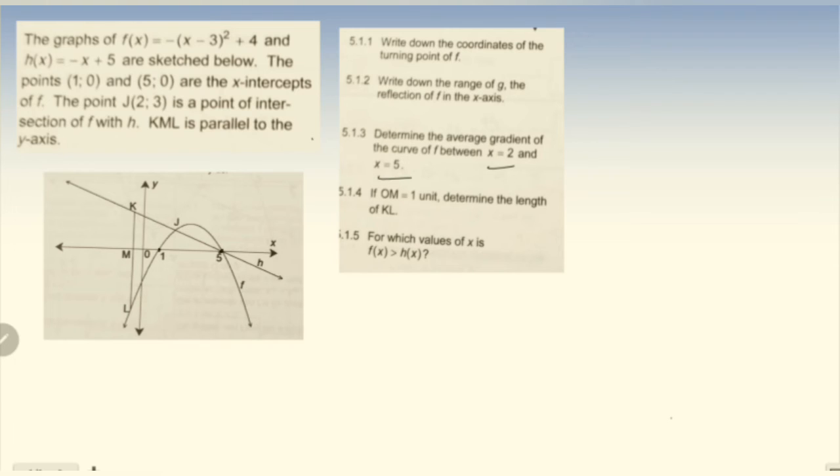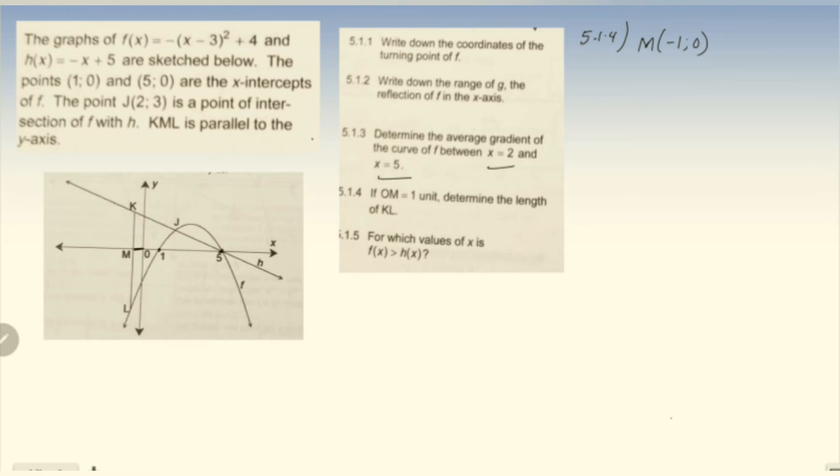5.1.4. What is that? If OM is equal to 1 unit, determine the length of KL. Go to the diagram. OM is 1 unit, that is this distance, which means the coordinates of M are minus 1, 0. Is it clear? Okay, now you have to find the length of KL.